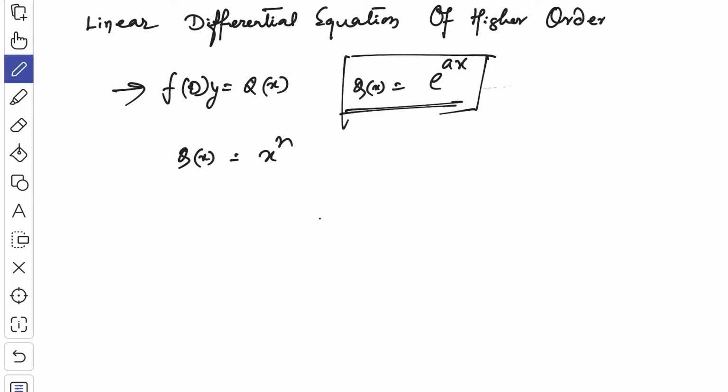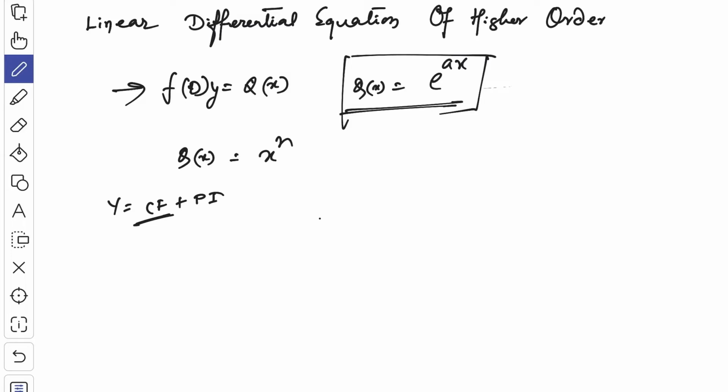Okay, so we know that the solution of this kind of equation is given by CF plus PI, y is equal to CF plus PI, and we have already discussed how to find CF, isn't it? So I suggest you watch all the videos added to this playlist, and links are given in the description box, from the first lecture to all the lectures I have recorded till now.